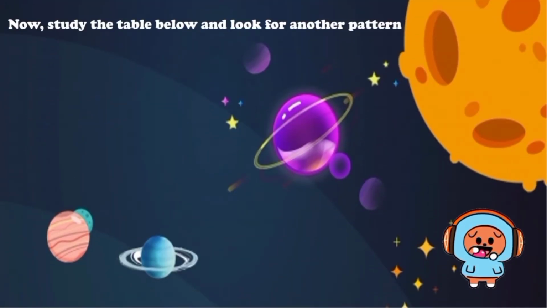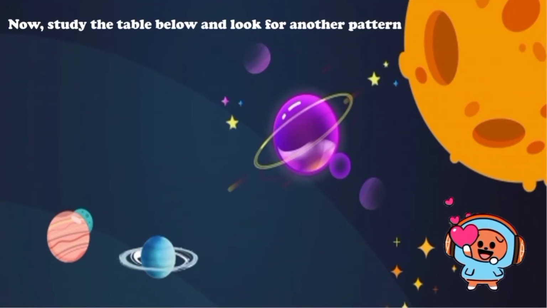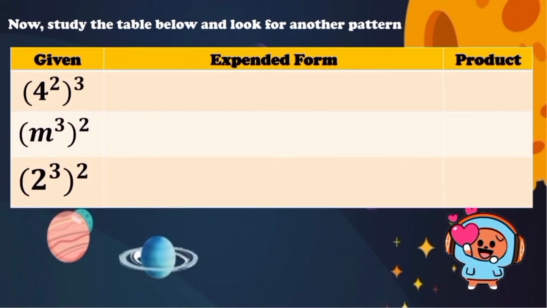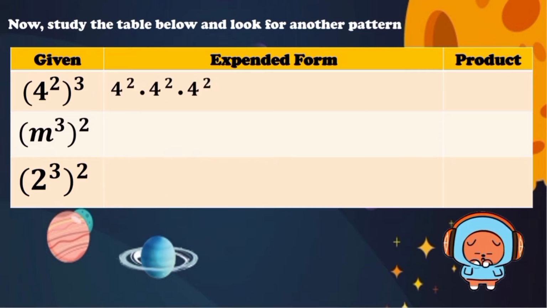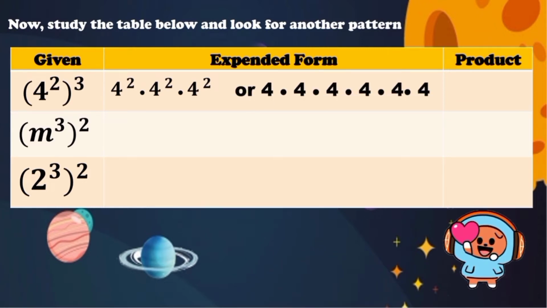Now, study the table below and look for another pattern. Now, here is the table. In our given number 1, we have 4 squared raised to the third power. We have 3 sets of 4 squared, or 4 times 4 times 4 times 4 times 4 times 4, giving us the product of 4 to the 6th power.